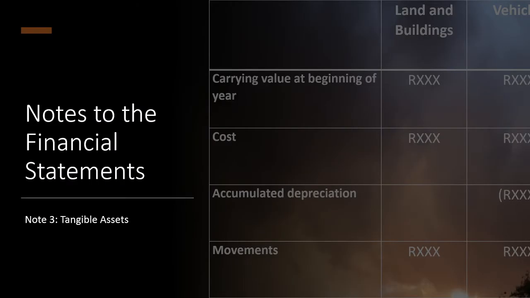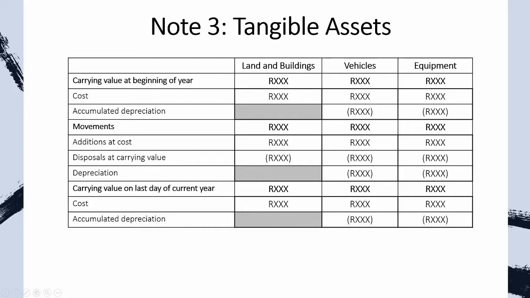So today we're going to be looking at the notes to the financial statements, specifically the one that you all struggle with, Note 3, tangible assets. I'm going to try and simplify this and make it as easy as possible for you guys to remember, because it is really not that hard. Before we move on, let's take a look at some notes I've made.